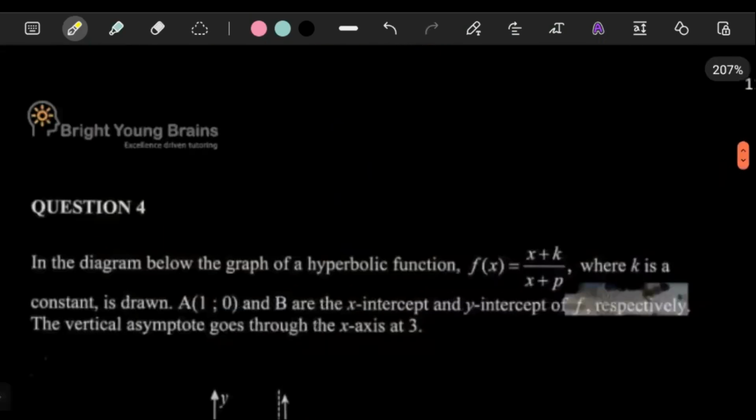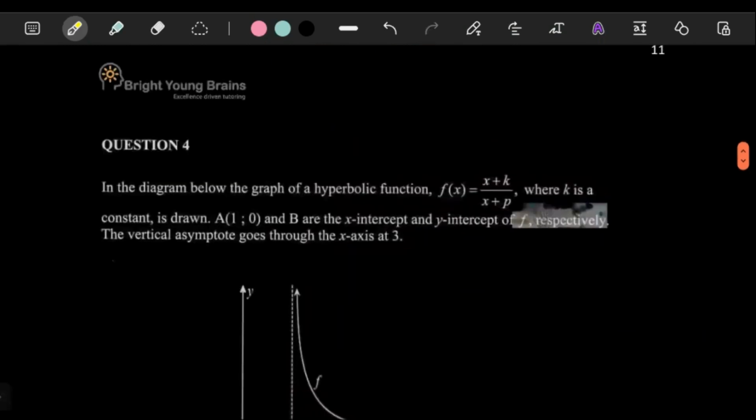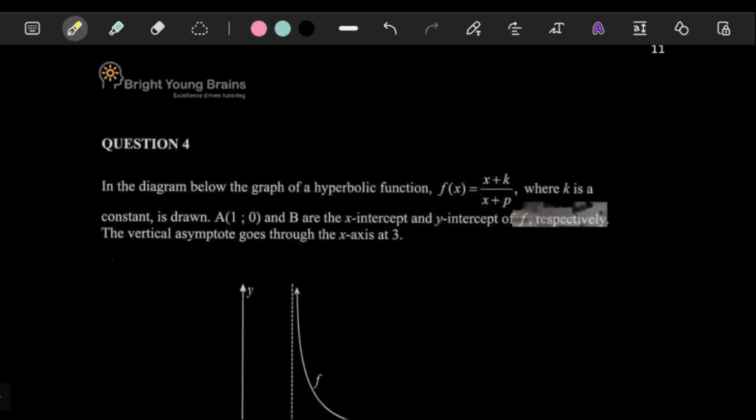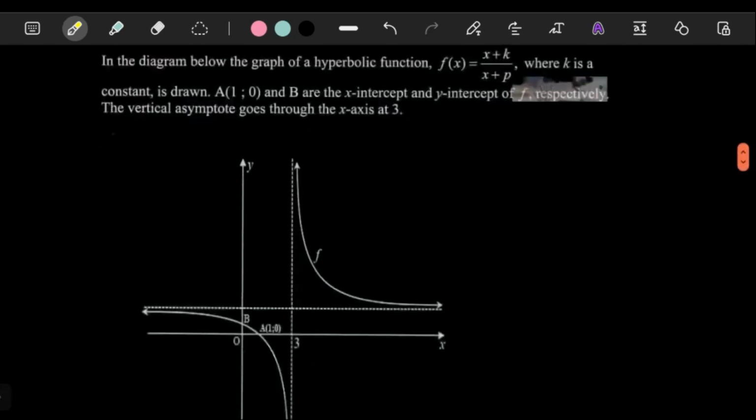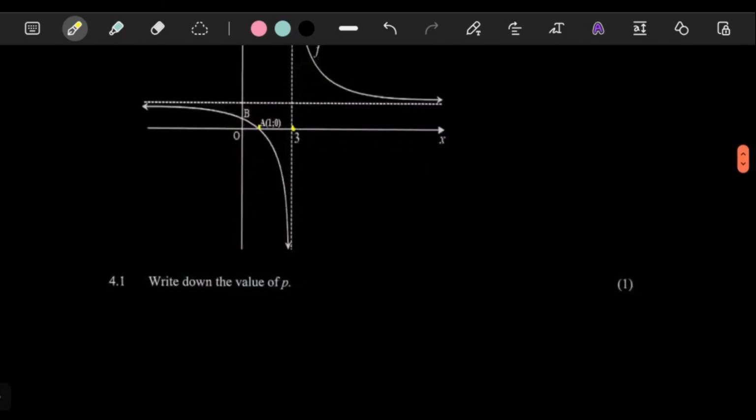Question number 4 is quite interesting. Wait, I didn't even see the question. I'm looking at this format and it says, in the diagram below, the graph of the hyperbolic function, where k is a constant, is drawn. Then it says A and B are the x-intercept and y-intercept of f respectively. The vertical asymptote goes through the x-axis at 3. Yes, this is going through there at 3. A is this point here. So determine the value of p.